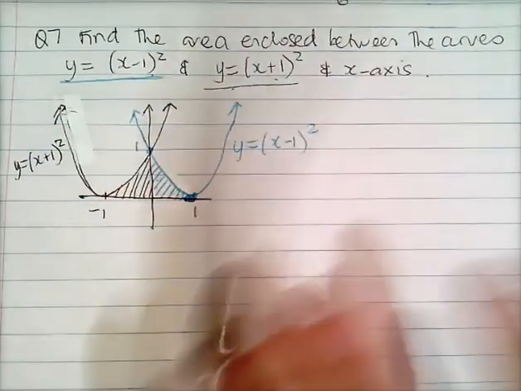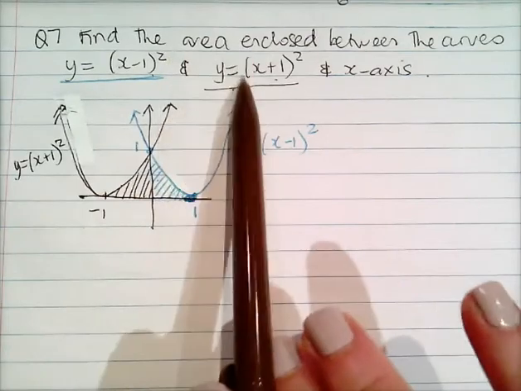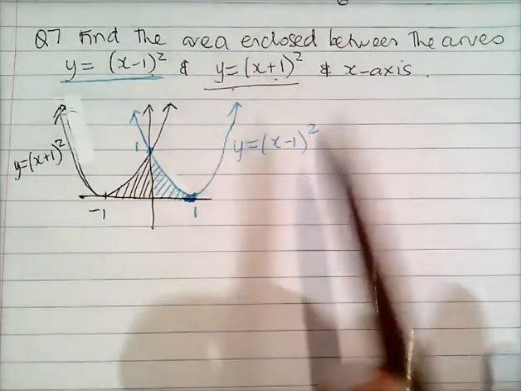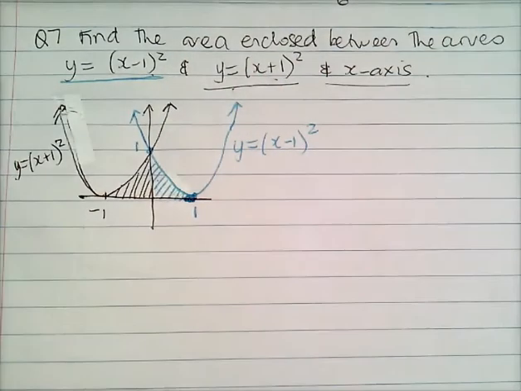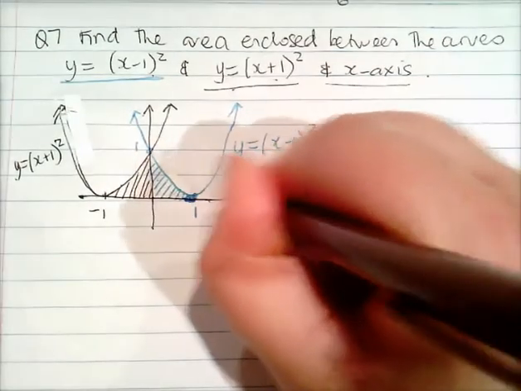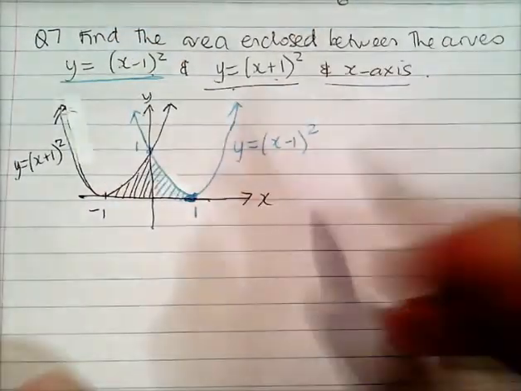So find the area enclosed between the curves y equals (x minus 1) squared, y equals (x plus 1) squared, and the x-axis. It actually doesn't say the x-axis in your textbook, but I think it is meant to say it. So first thing you do is sketch the graphs.